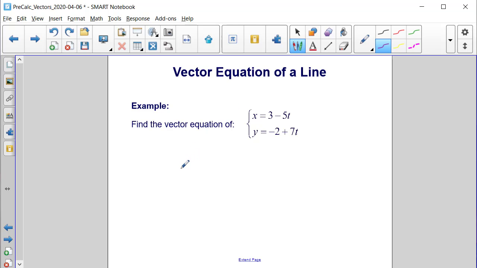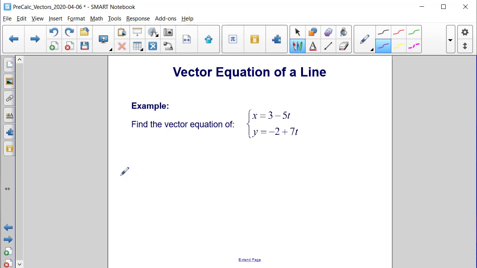Now that we understand how to write the parametric equations of lines when given 2 points, let's work on writing the vector equation when given 2 parametric equations. Here's an example. Find the vector equation of x equals 3 minus 5t and y equals negative 2 plus 7t.